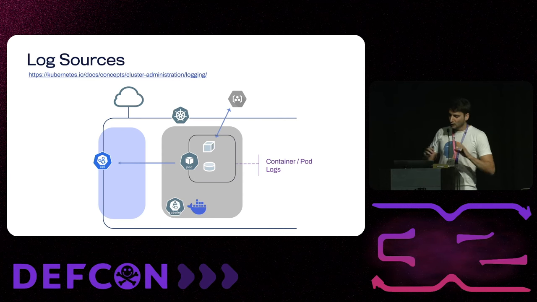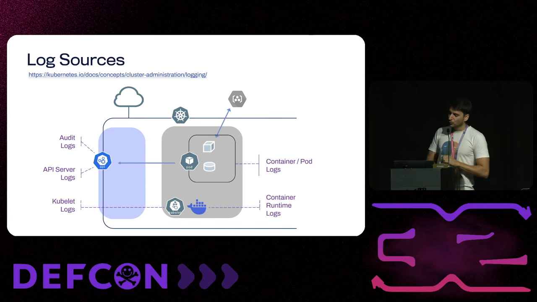Roughly speaking, from all the different types there are, we can categorize all of them into three different types of log sources. So first, we have logs from your application, logs from the code, which are exposed through container logs and pod logs. You can collect them with the kubectl logs command, but they are ephemeral, which means that if the pod terminates, the logs are gone.